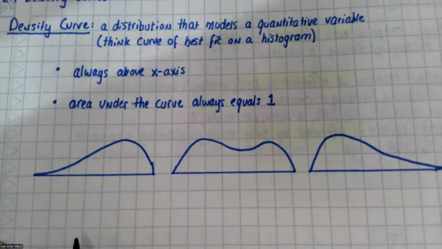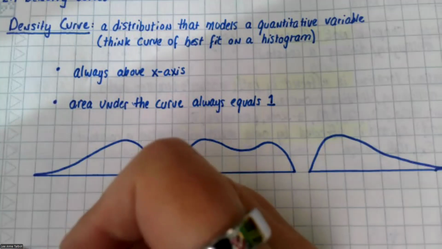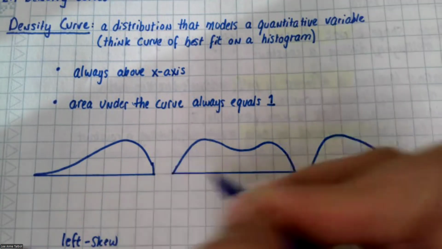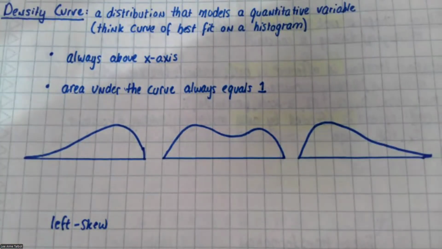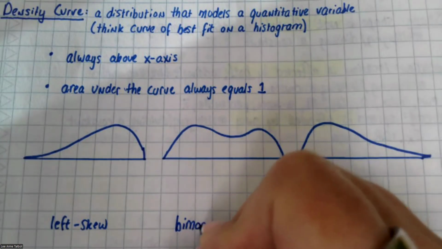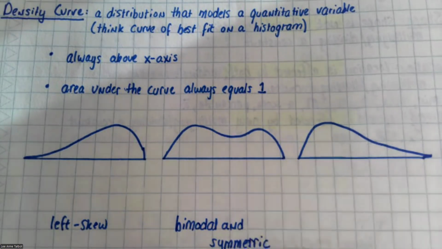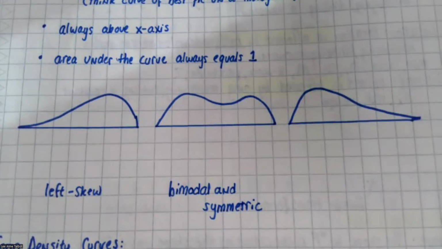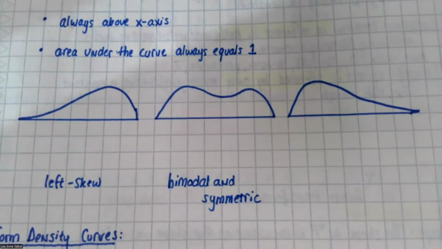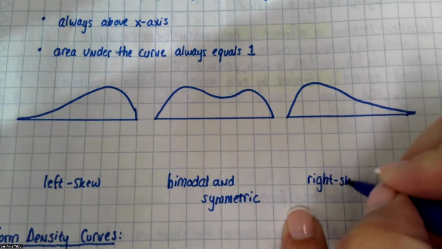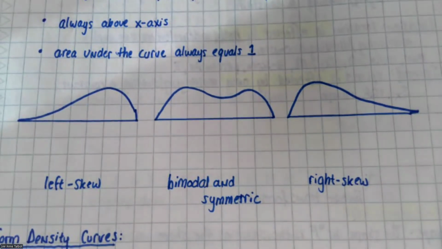Okay. Now down here, like 3 boxes down from my density curve, I'm going to state the shape. This one is left skew. Does that make sense to everybody? Okay. This one I'm going to call bimodal and symmetric. Bimodal and symmetric. Do you guys know what those words mean? Okay, and then I have a right skew example over here. Is everybody okay so far?